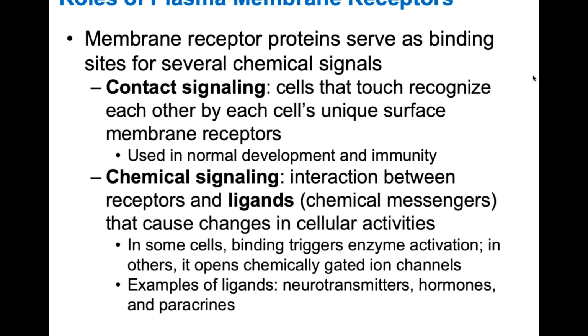And then you have chemical signaling, which is when we have the interaction between a receptor and a ligand. This is a messenger. It could be a hormone or a whole bunch of other little materials that can attach to our receptors. Again, very specific, like a lock and key, that are going to cause cellular activities. For instance, in some cells, we have the binding that triggers an enzyme activation or the opening of an ion channel. And some examples of our ligands could be our neurotransmitters, hormones, and some other things that are created around the body.